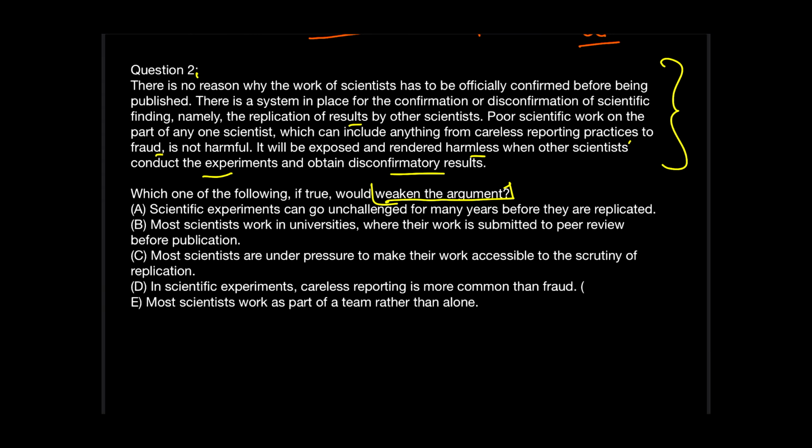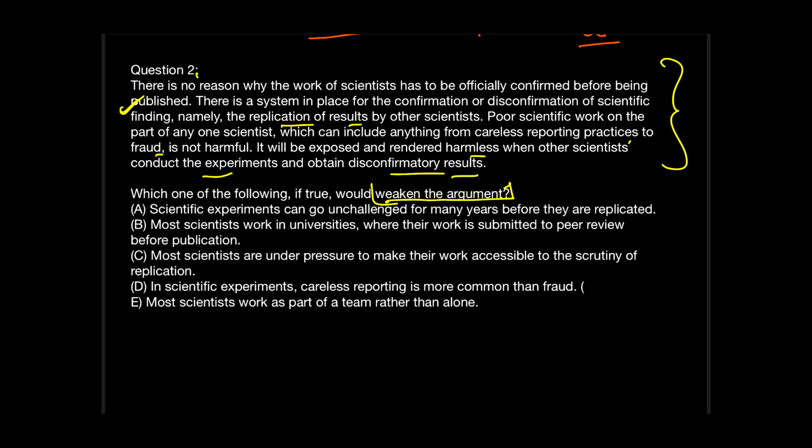Suppose scientist A reported that if I put chemical A with chemical B at 20 degrees Celsius, I get a purple color. And why does this work not need any confirmation before actually being published? Because a system has been built where other scientists will try to conduct the same experiment and see if they can replicate the result or not. If they are able to replicate the result, it is very good and fine. But if they are not able to replicate the results as mentioned, then that is called disconfirmatory results.